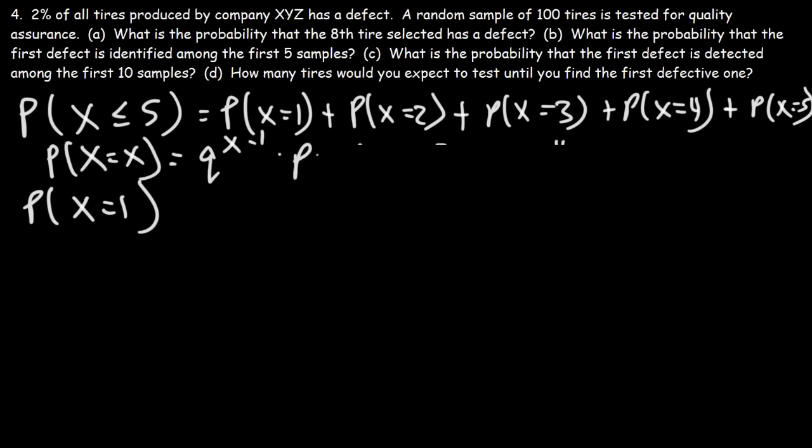Now, the remaining three formulas that we've covered are the mean, which is 1 over p, the variance, which is 1 over p times 1 over p minus 1, and the standard deviation, which is the square root of the variance. But you can also use this formula to get it as well. It's the square root of 1 minus p over p squared.